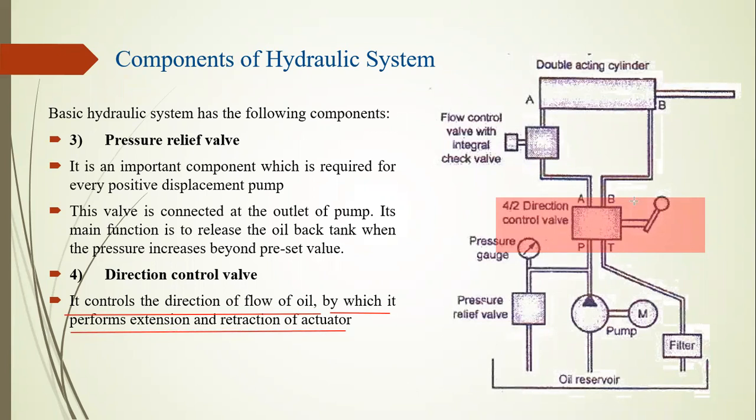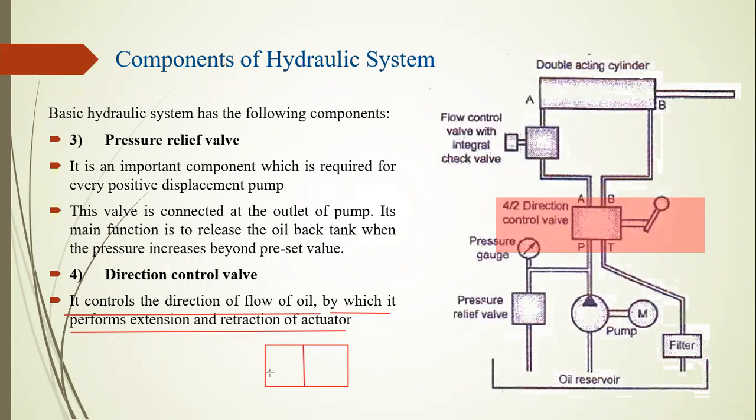Here, as mentioned, a 4 by 2 direction control valve is used for this particular hydraulic circuit. I just have to draw one direction control valve, the 4 by 2 direction control valve. Let me draw the actual drawing of the direction control valve. This is the 4 by 2 direction control valve. I have to draw 4 by 2.